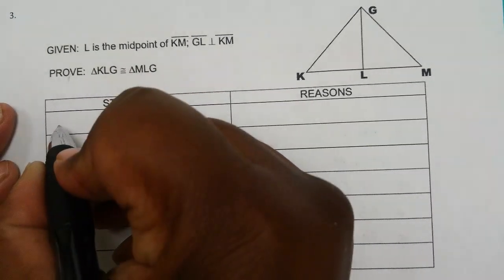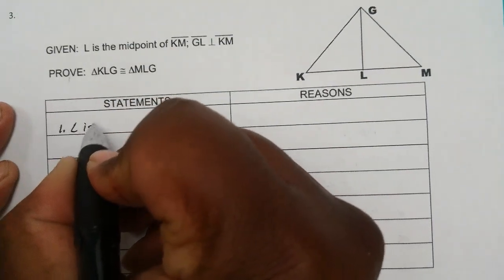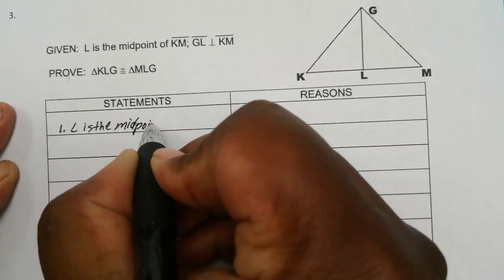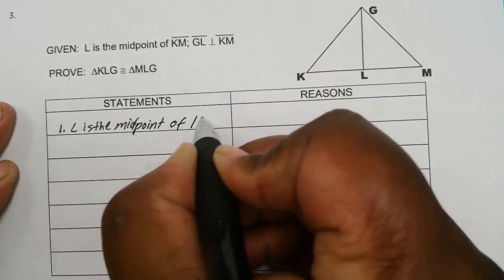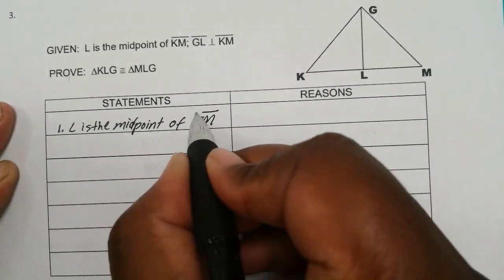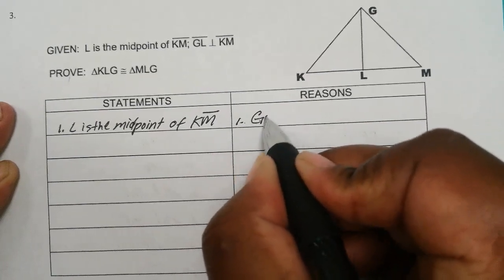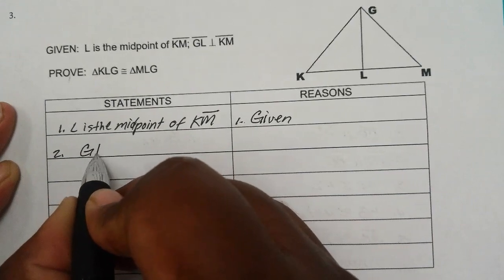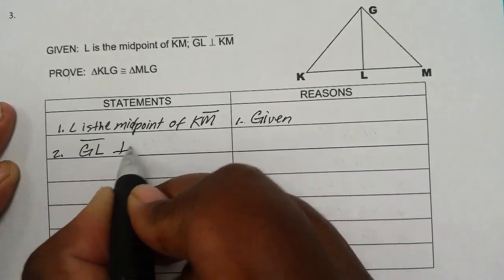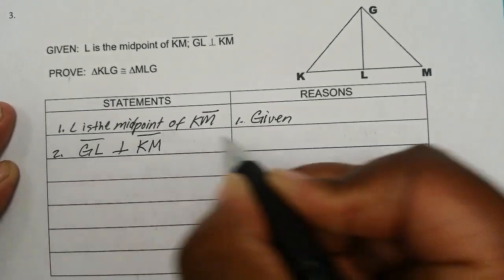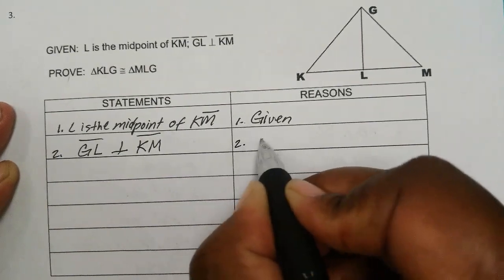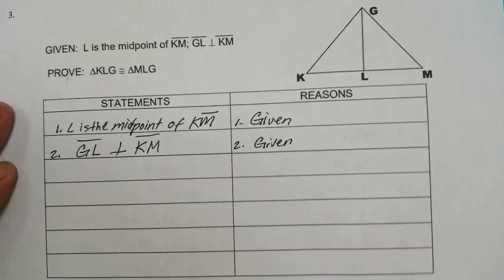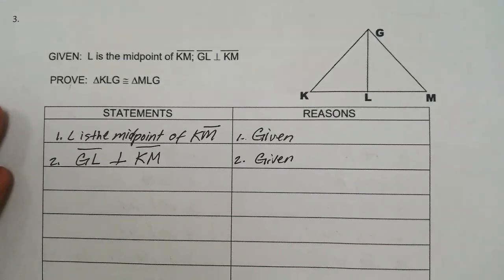So if I write my first statement, I'm going to say L is the midpoint of KM. And how do I know that's true? Because it's given. And then I'm going to say that GL is perpendicular to KM. How do I know that's true? Because it's given.